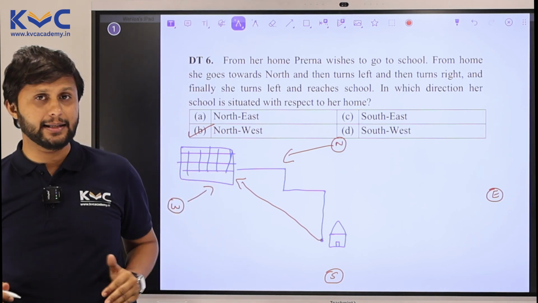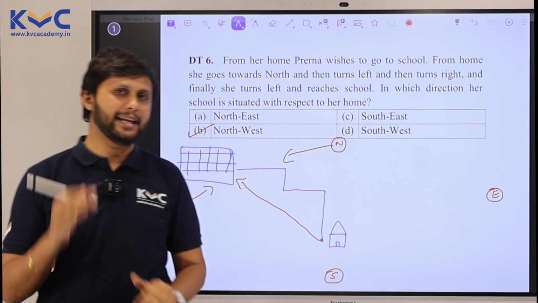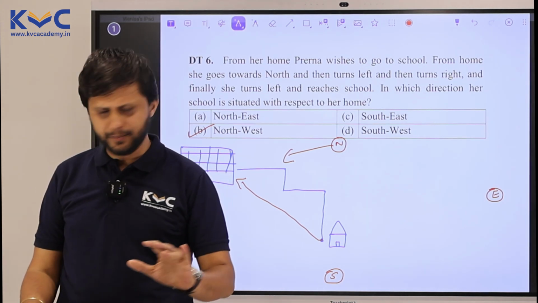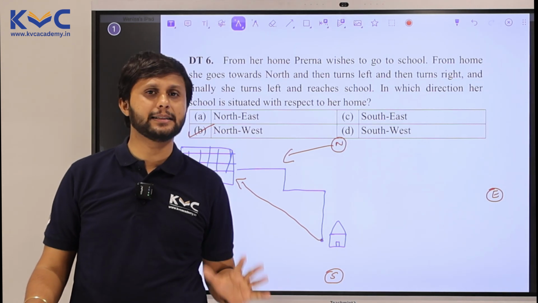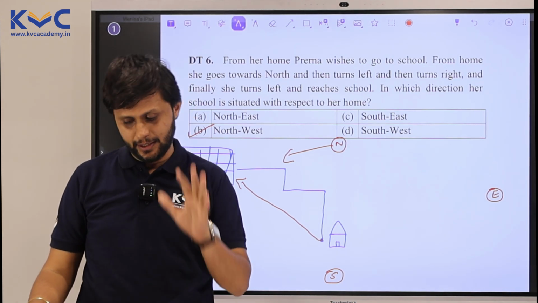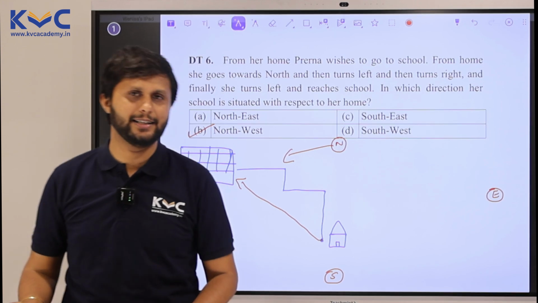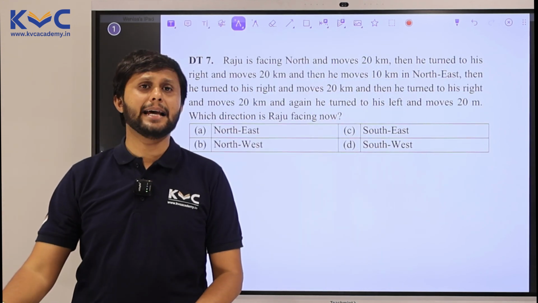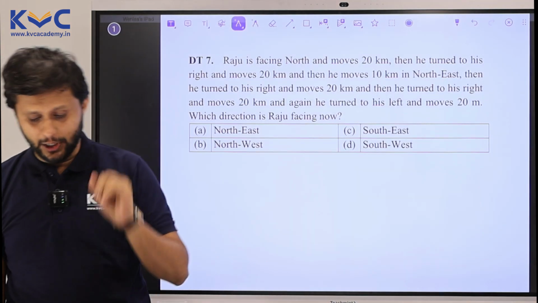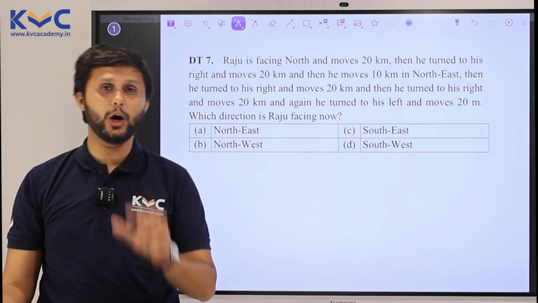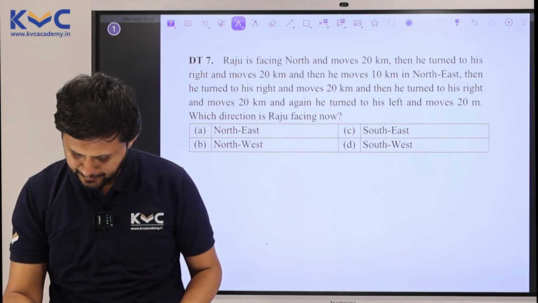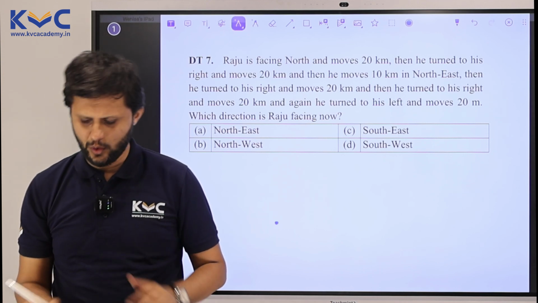It is in between. It is almost in the 45-degree angle. So it is northwest. Also to remove confusion, they have not given north, east, west, south separately. Okay, it's clearly northwest direction. That's question number 6. Question number 7. Raju is facing north side and he moves 20 kilometers. So let's start from somewhere in the middle. You may go in whichever direction.